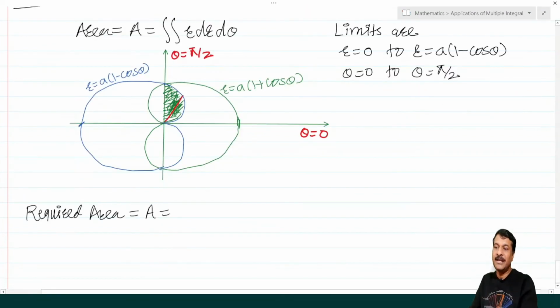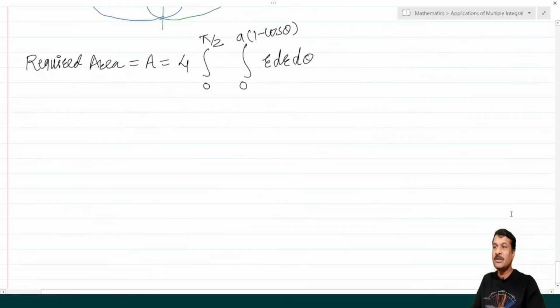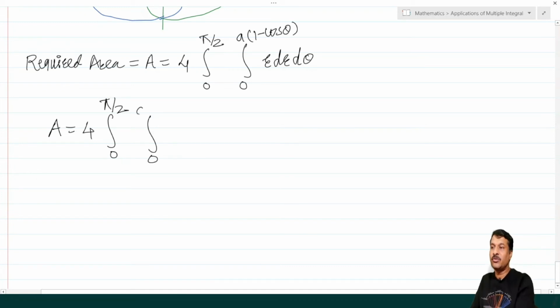4 times the integration from 0 to π/2 and the inner integration of r from 0 to a(1 − cos θ), r dr dθ. Now the inner integral contains r only, these are the limits of r, so we can easily evaluate this. One may write it directly as r²/2 and put the lower and upper limits, but here I will do it stepwise.